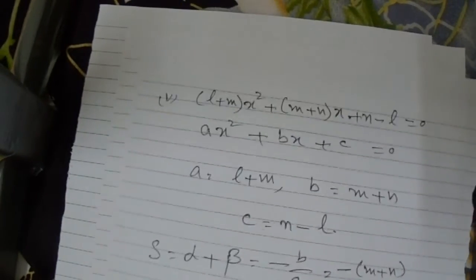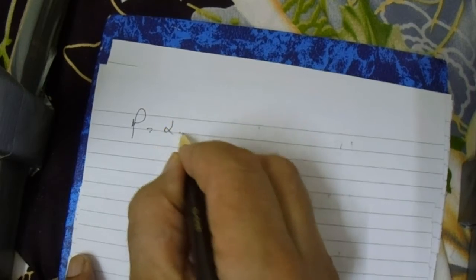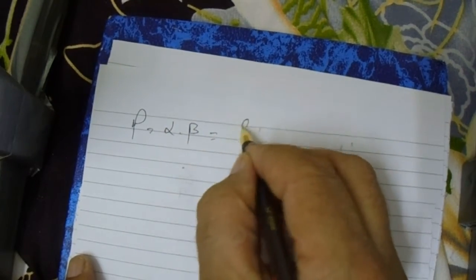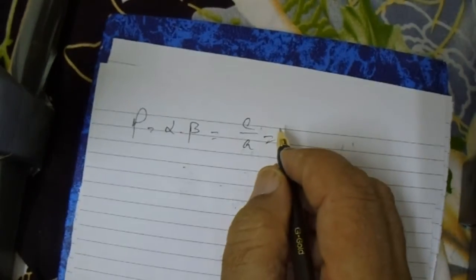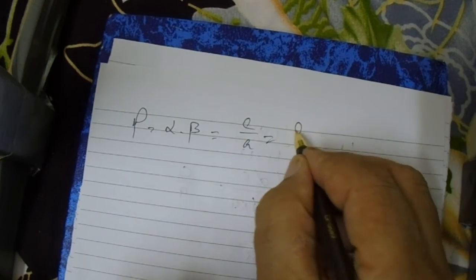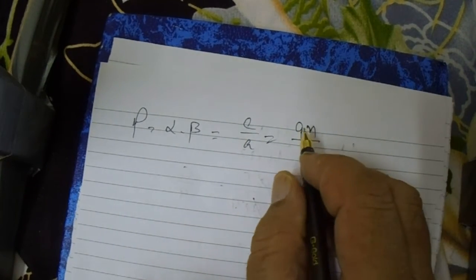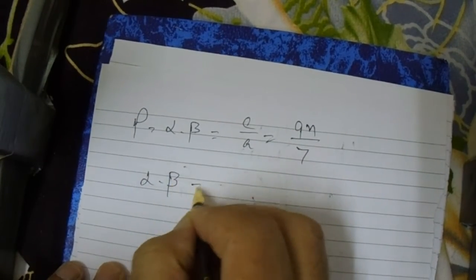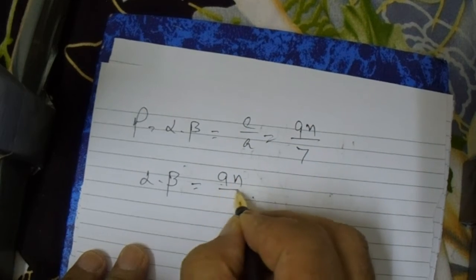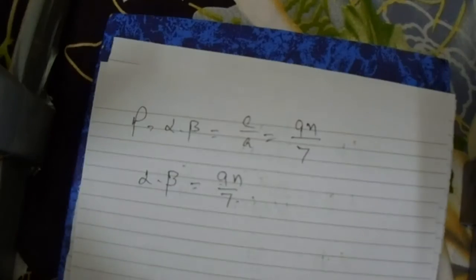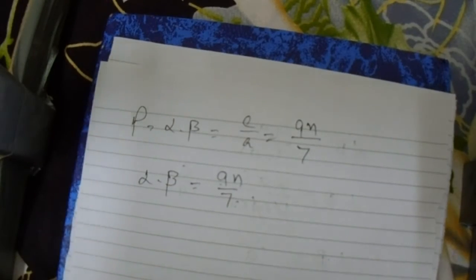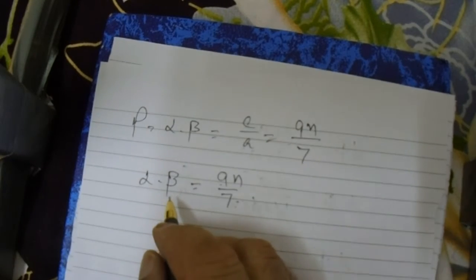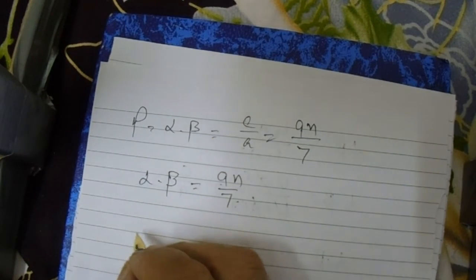Now we find the product of the roots. This is our product of the roots. P, alpha into beta is equal to c over a. Now c is 9n over a is 7. Now alpha into beta is equal to 9n over 7. Now this is this, and we write also another part, and the part is the fourth part.